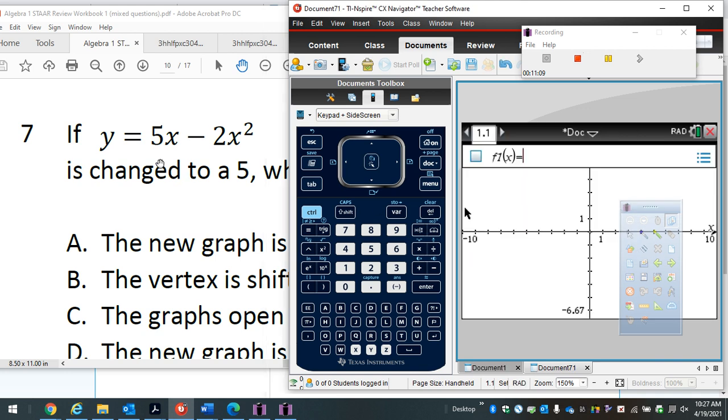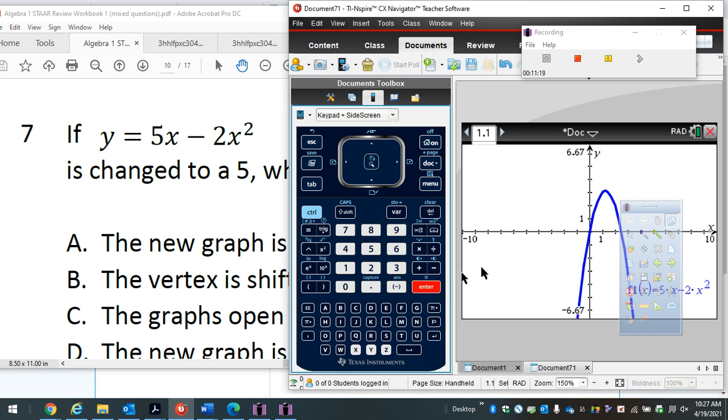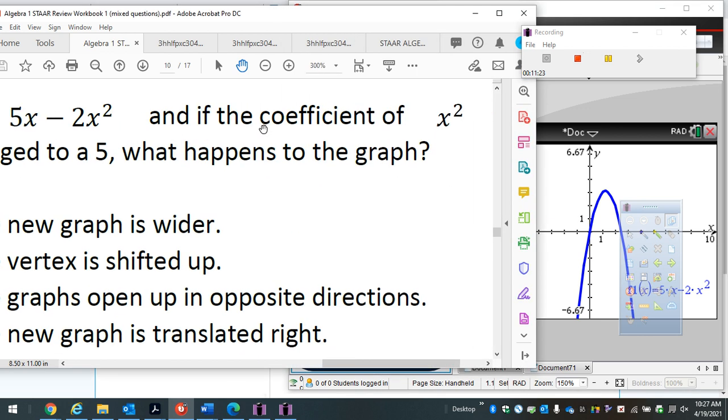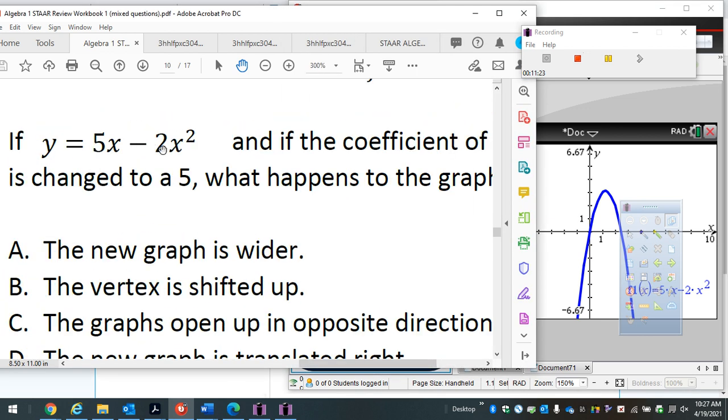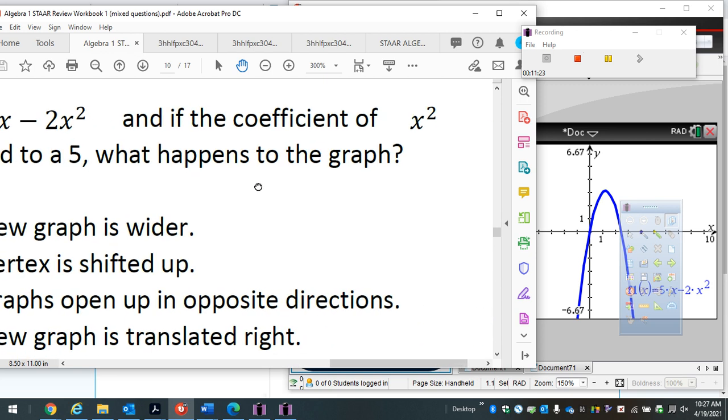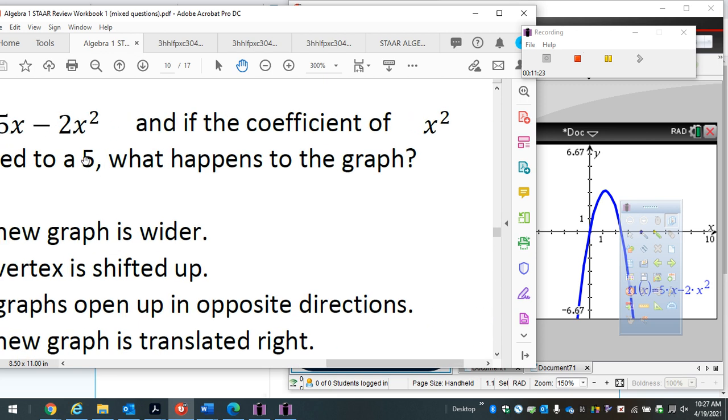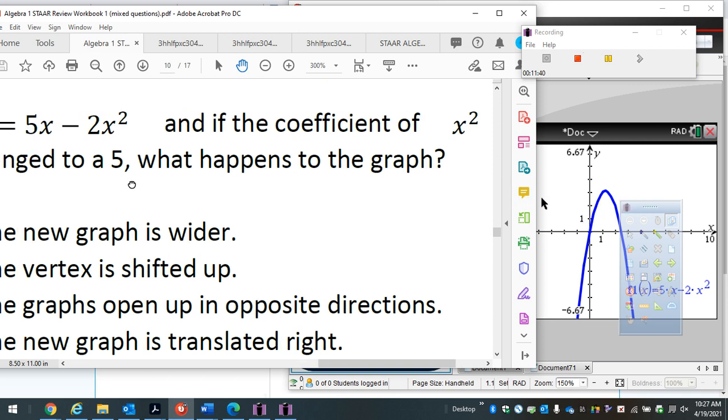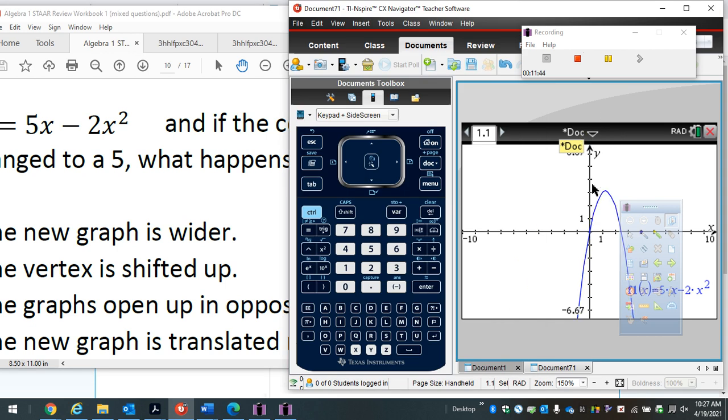We're going to graph, and we're going to type everything in except y equals. We're going to go 5x minus 2x squared. Gives me that. Okay, now, read the question. If the coefficient of x squared, that means that this one right here is changed to a 5. What happens to the graph? So if it's a negative, it goes down, right? Positive goes up. But the number 2 makes it wider, and that one makes it more narrow, and it opens it up. So now look at that.